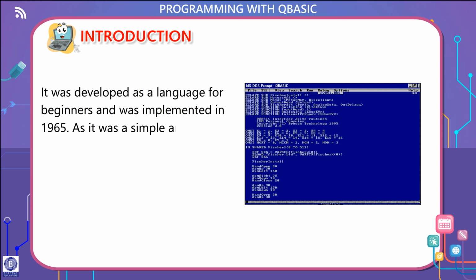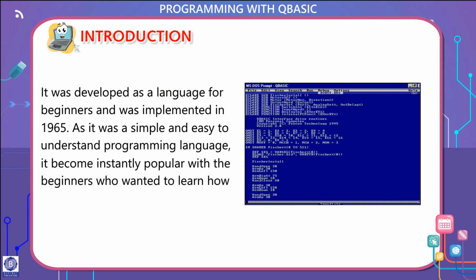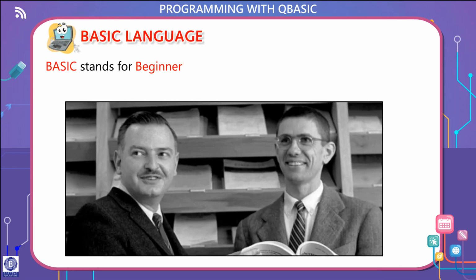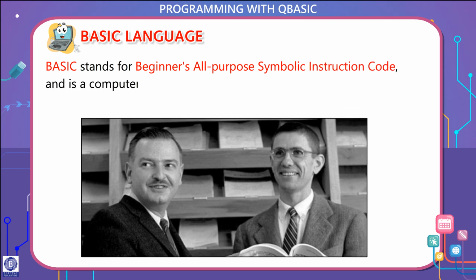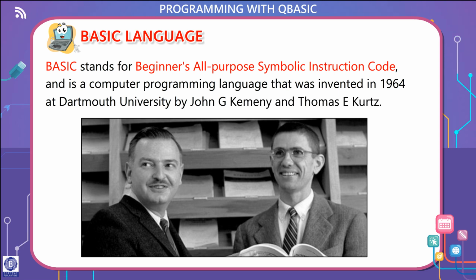As it was a simple and easy to understand programming language, it became instantly popular with the beginners who wanted to learn how to program the computer. BASIC language. BASIC stands for Beginner's All-Purpose Symbolic Instruction Code and is a computer programming language that was invented in 1964 at Dartmouth University by John G. Kemeny and Thomas E. Kurtz.